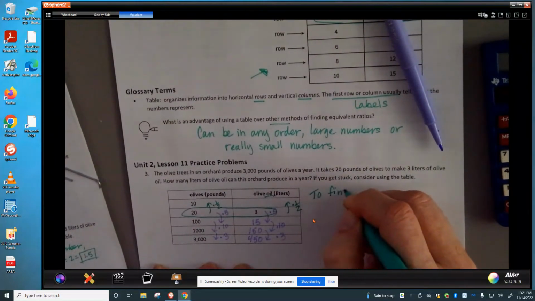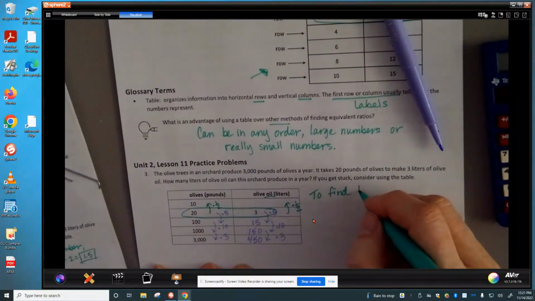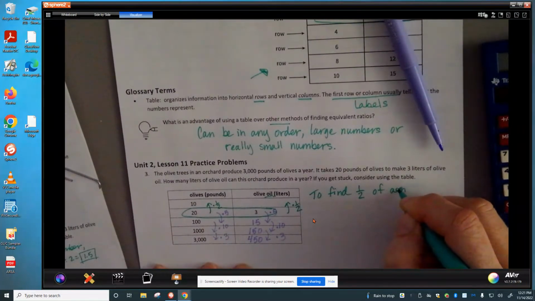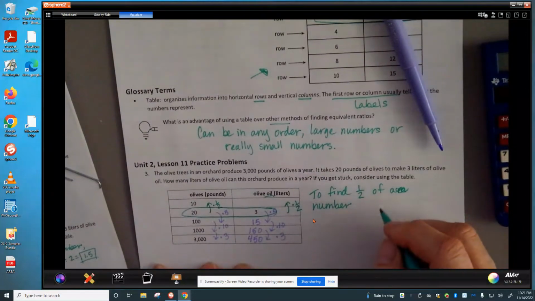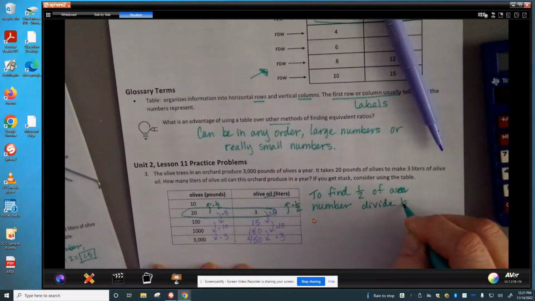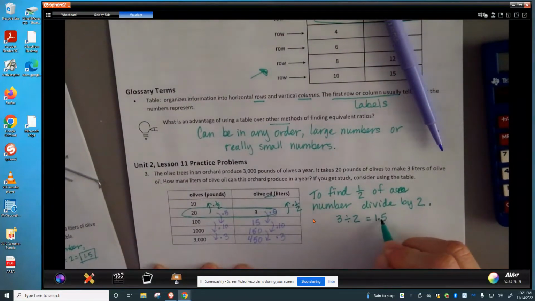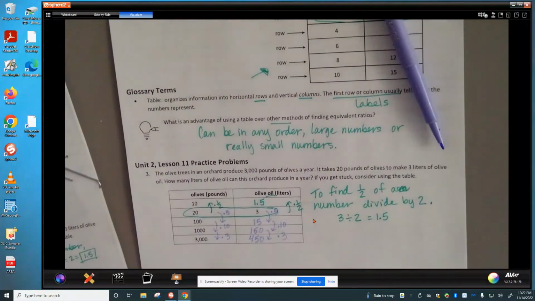To find half of a number, oops, spelled that wrong, you divide by 2. So in a calculator, it would look like 3 divided by 2, and that equals 1.5. All right, let's go to the next page.